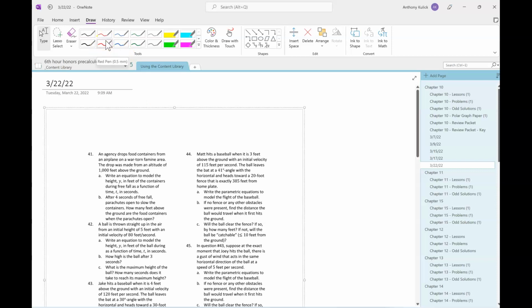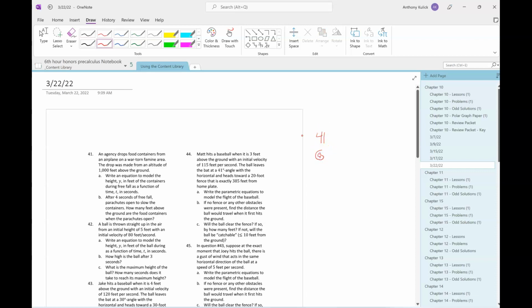So 41 says an agency drops food containers from an airplane on a war-torn famine area. The drop was made from an altitude of 1,000 feet above the ground. Write an equation to model the height in feet of the container during free fall, as a function of time t. All right.